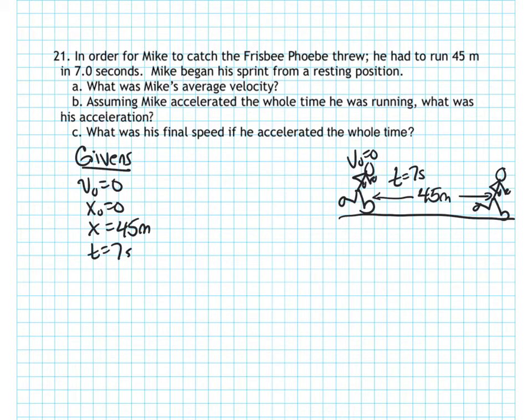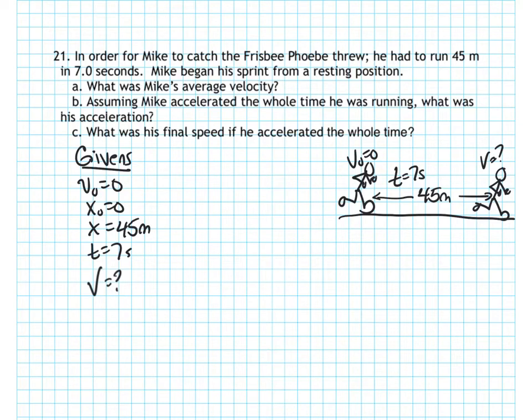What was his final speed if he accelerated the whole time? Okay, final speed. So that's going to be the velocity here. Or put a v down here. So let's see, I've got the initial velocity, I've got x naught, x, t, and v. I'd like some kind of equation with those variables.